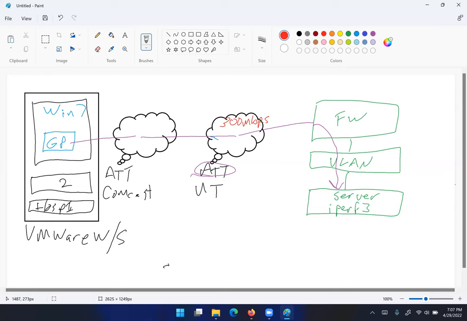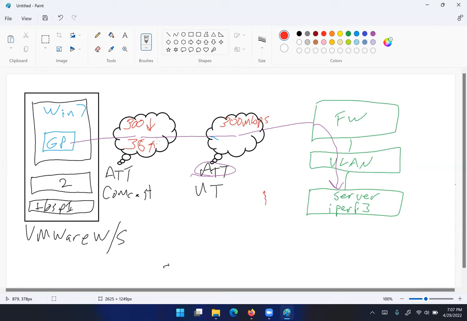So now we get to this guy. His ISP provides, oops, didn't mean to do that with my finger. This is hard to draw on, man. So they get 300 megabits down, only 35 up. Sorry, that's kind of messy, but you know what I mean. 300 megabits down, 35 megabits up. And I know that because he just sent me a speedtest.net screenshot that showed me that. Okay, so that's what he gets.